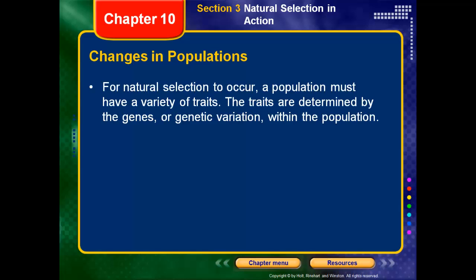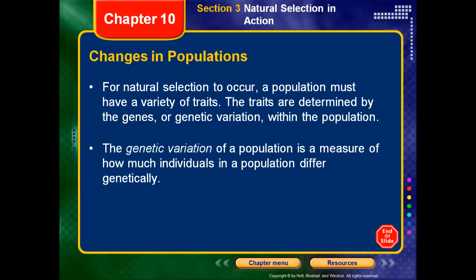In order for natural selection to occur, and natural selection is the mechanism of evolution, first of all, the population must have a variety of traits. So it has to have different traits. Now remember what traits are. Traits are different features of the same part of the organism. For example, brown fur, black fur, white fur, yellow fur, those are all different traits. And so these traits are determined by the genes or genetic variation within the population. So the population has to have a number of different traits.